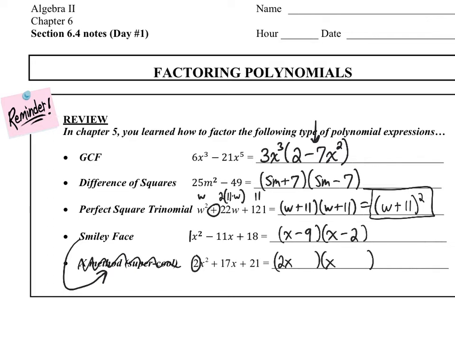So we need factors of 21 that are going to add to 17. So what adds to 17? Well, let's put 3 right here. Let's put 7 right here and see if that works. So 3 times x is 3x. 2x times 7 is 14x. So 3x plus 14x is 17x. So this is the correct factorization.